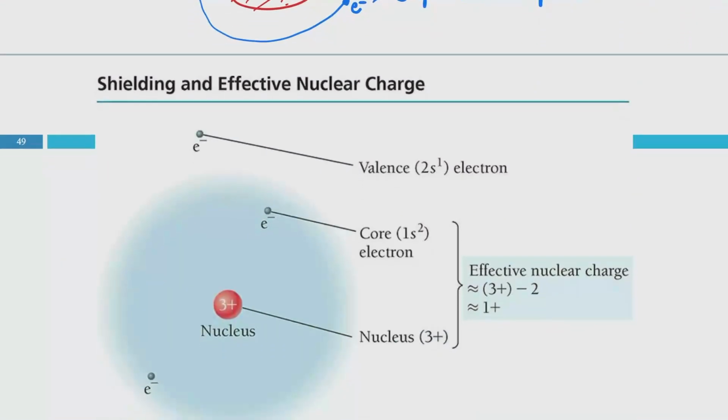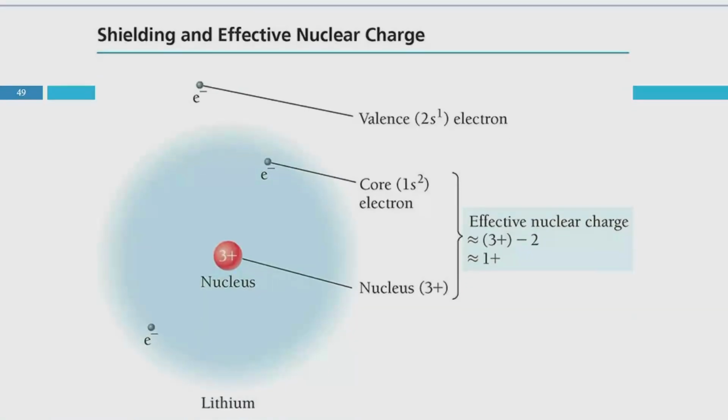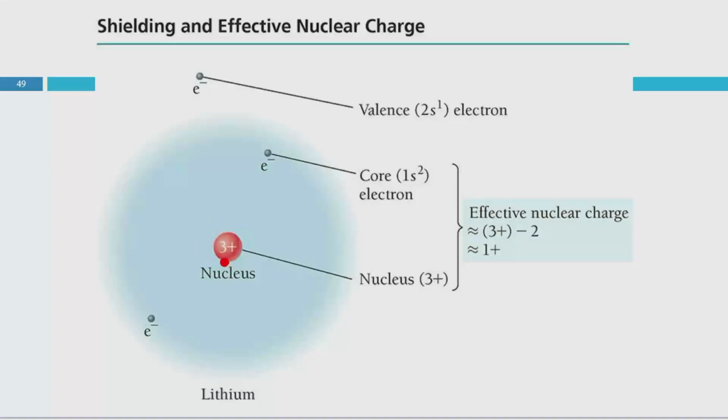So if we look at lithium, we've got our nucleus. It's a 3 positive. We've got 3 protons. We've got 2 core electrons. Those each cancel out one of these positive charges. And so for our 1 valence electron, this is experiencing the 3 positive charge minus the 2 core electrons. And so it's experiencing a 1 plus charge on this valence electron. So it's pulled in with a force of 1, whatever the numbers would be. We could calculate it. We're not going to calculate it right now.